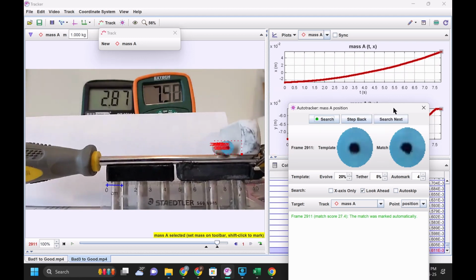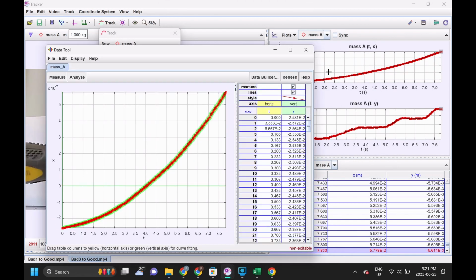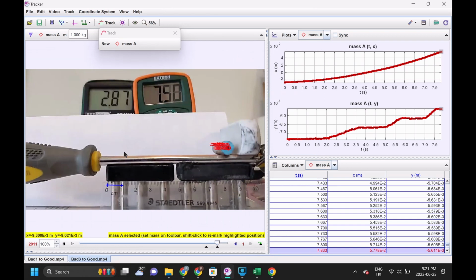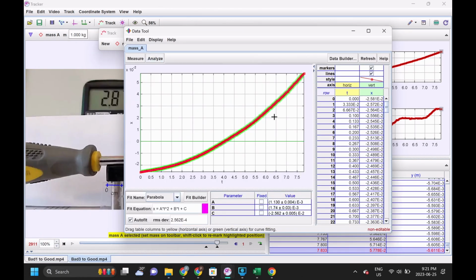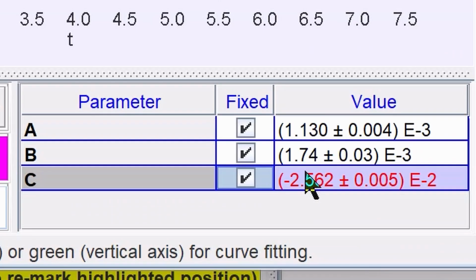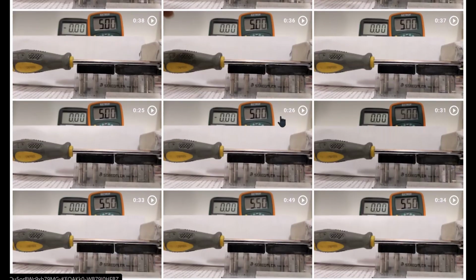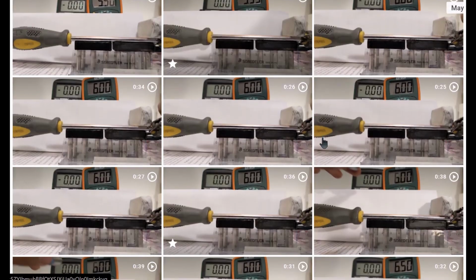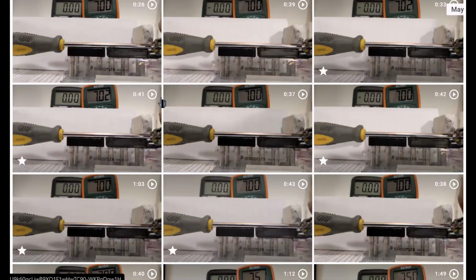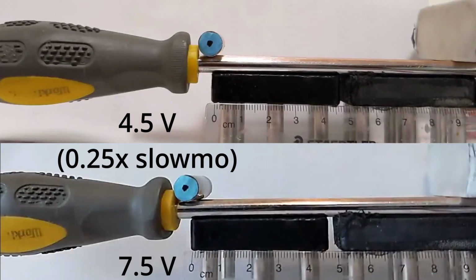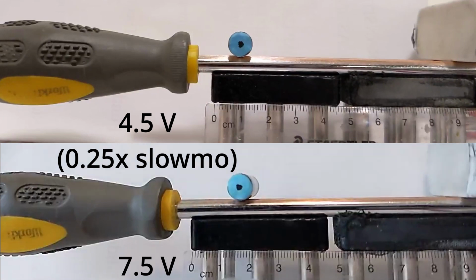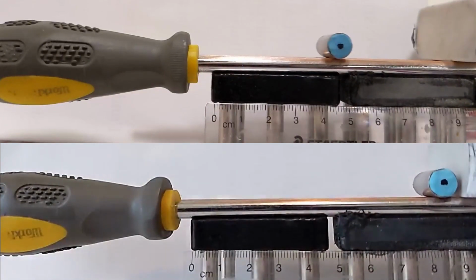The Tracker video analysis software is free, and other videos online can show you how to perform the video analysis. But using the Tracker analysis tool, we were able to find the acceleration of each trial. So we performed 10 trials each at several different voltages. So we have 4.5 volts here, 5 volts, 5.5 volts, 6 volts, 6.5, and so on until 7.5 volts. And when we do a side-by-side comparison, we can see that there is a difference in acceleration.